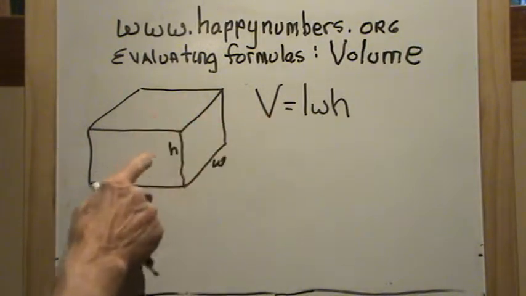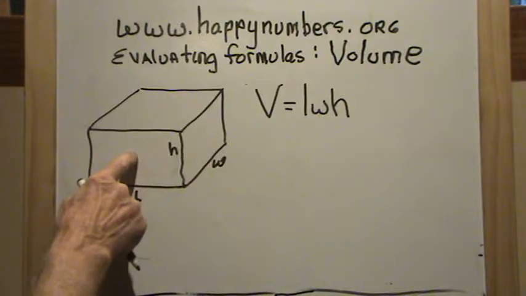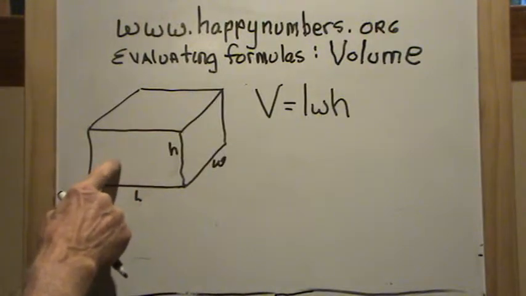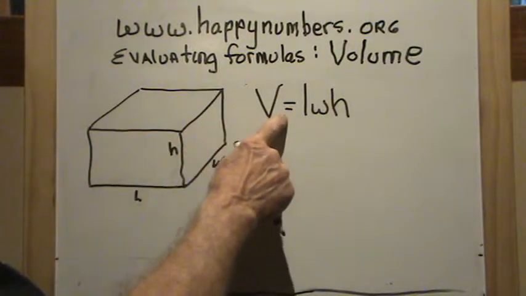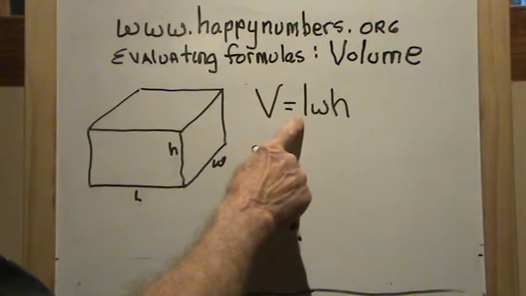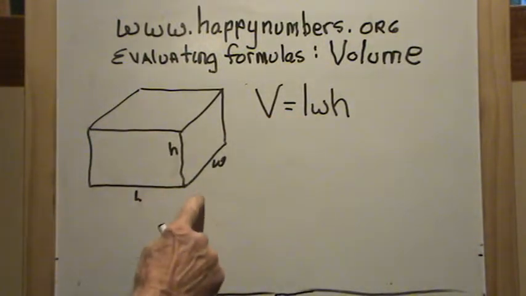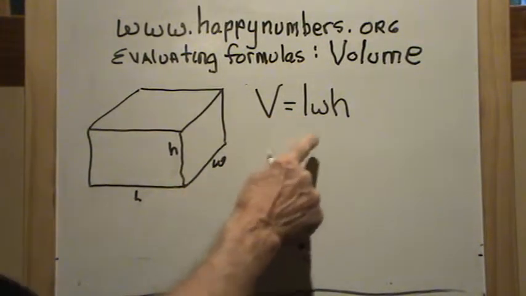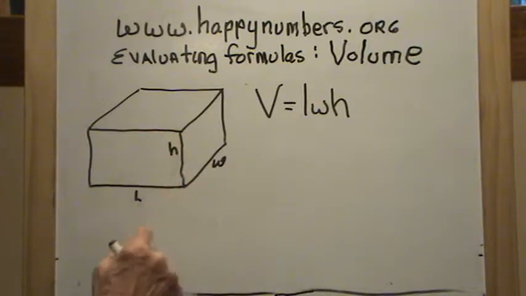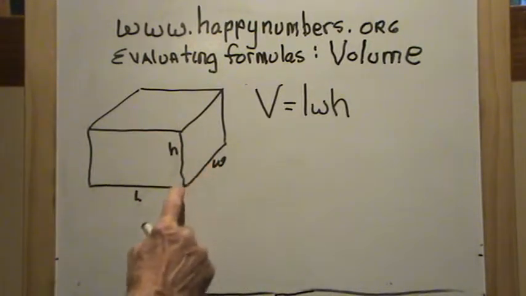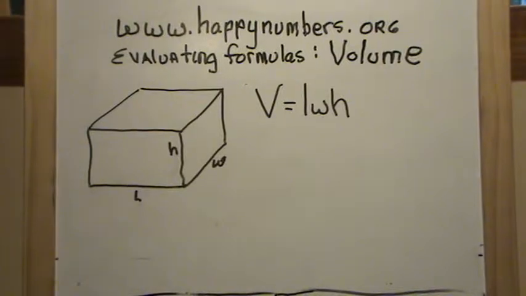The volume for a cube, a figure like this, is equal to the length times the width, this is the width, times the height. The length times the width times the height. So, this is a very simple formula. All we have to do is to substitute.